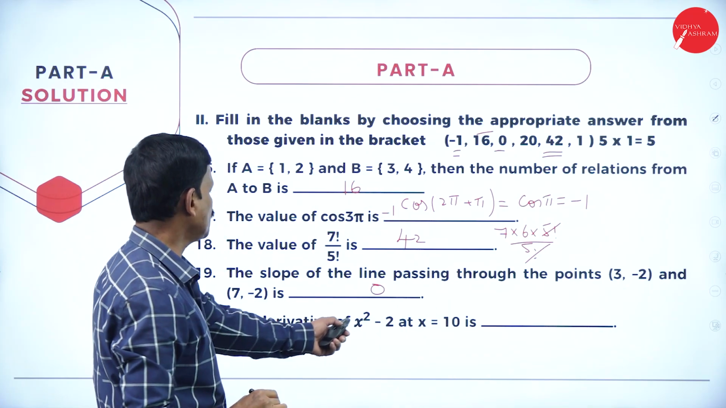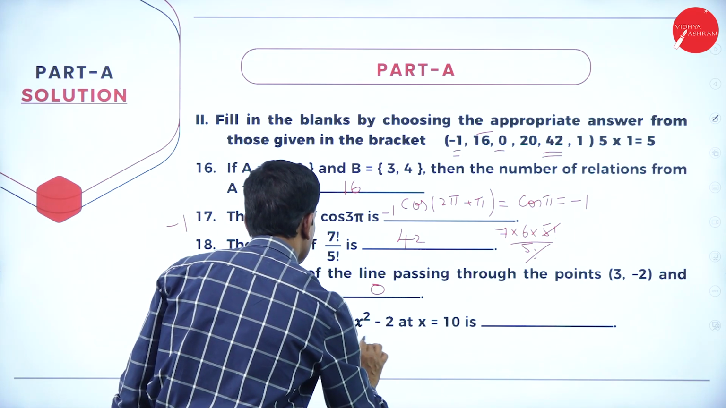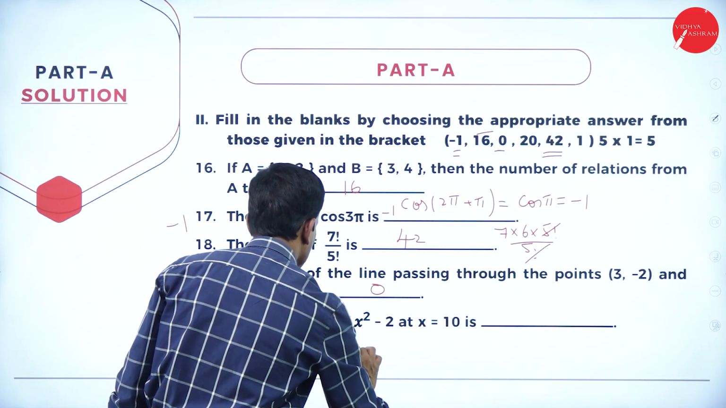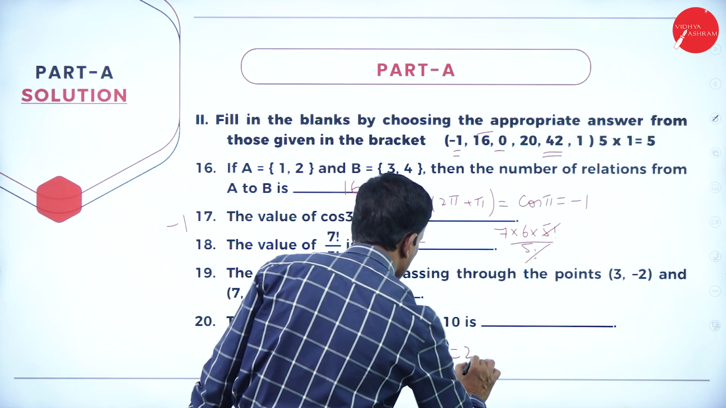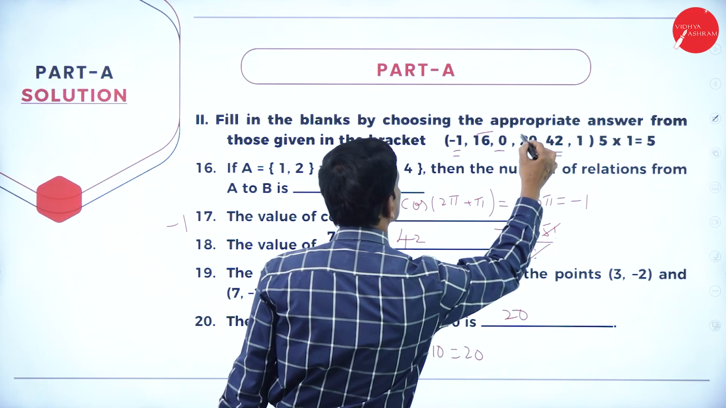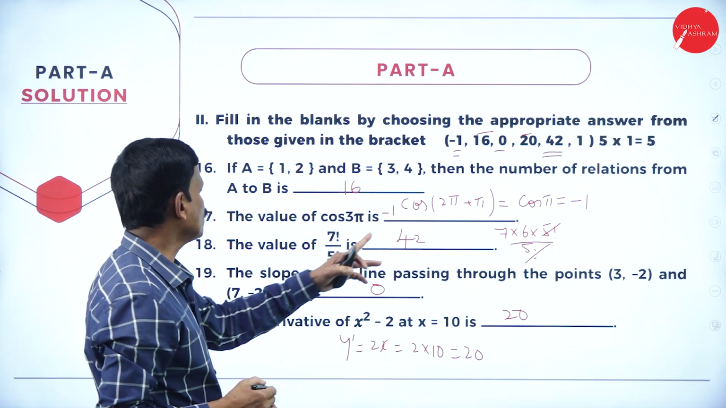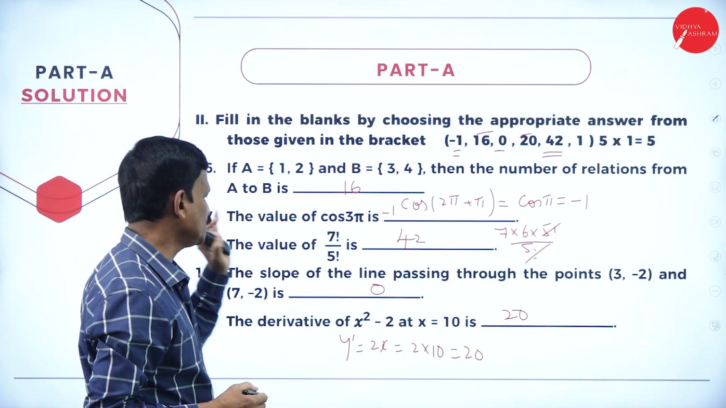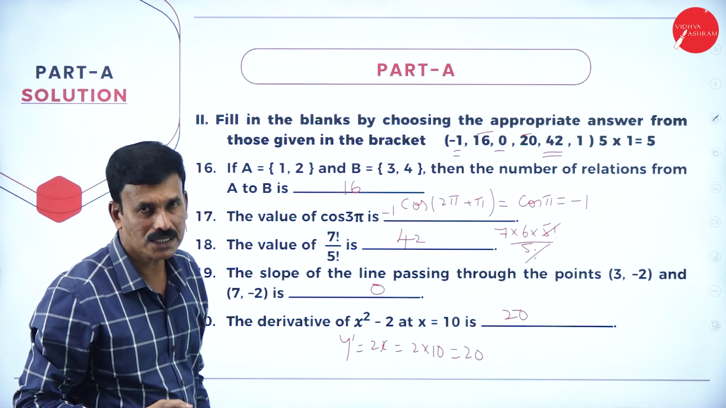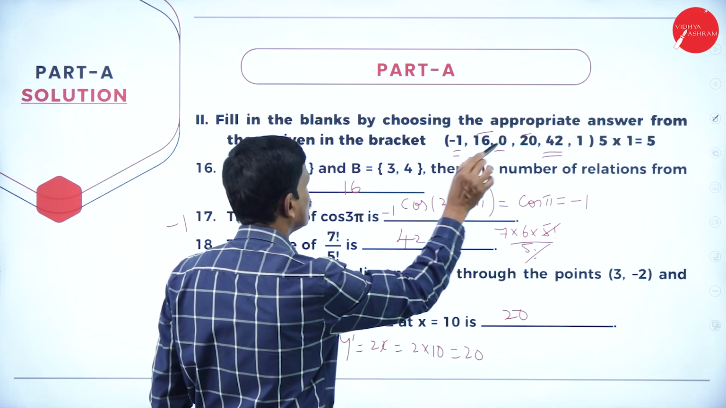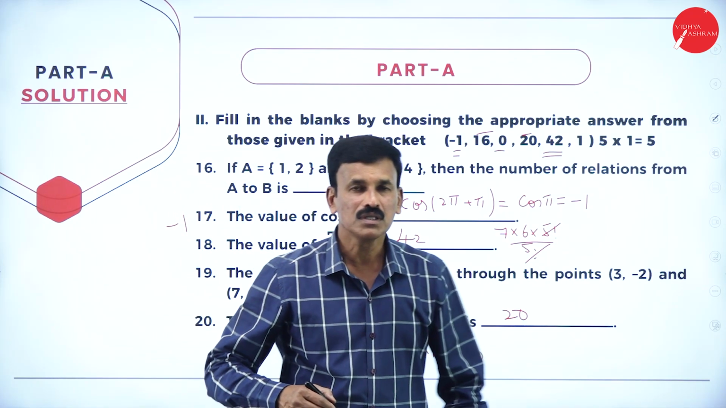And the last, the derivative of x square minus 2 at x is equal to 10. So the derivative of this is y dash is equal to the differentiation of x square, which is 2x. 2 into, put x is equal to 10, is 20. The answer is 20. That's it. So the answers are 16, minus 1, 42, 0 and 20. This is how we are going to solve these fill in the blanks. All answers are given in the brackets itself. So this is how we are going to solve this type of problems.